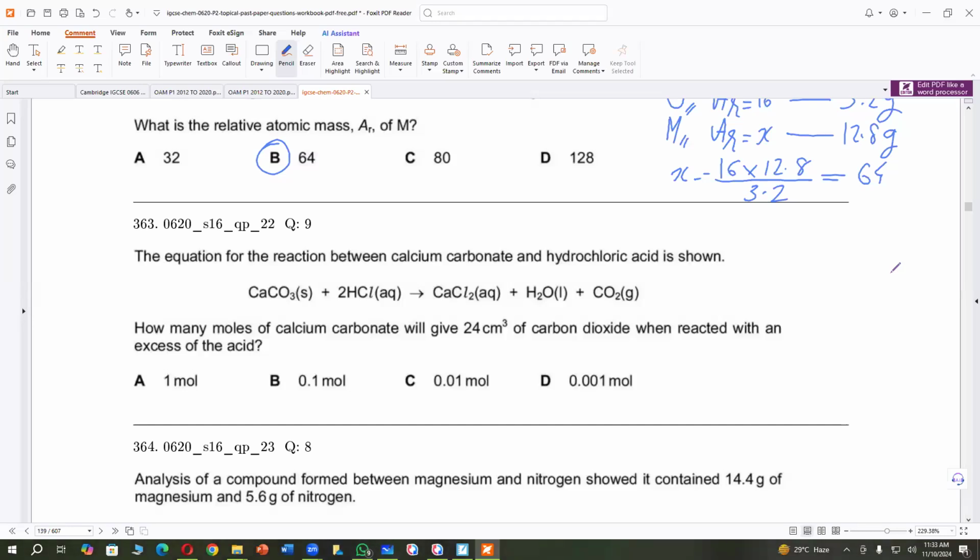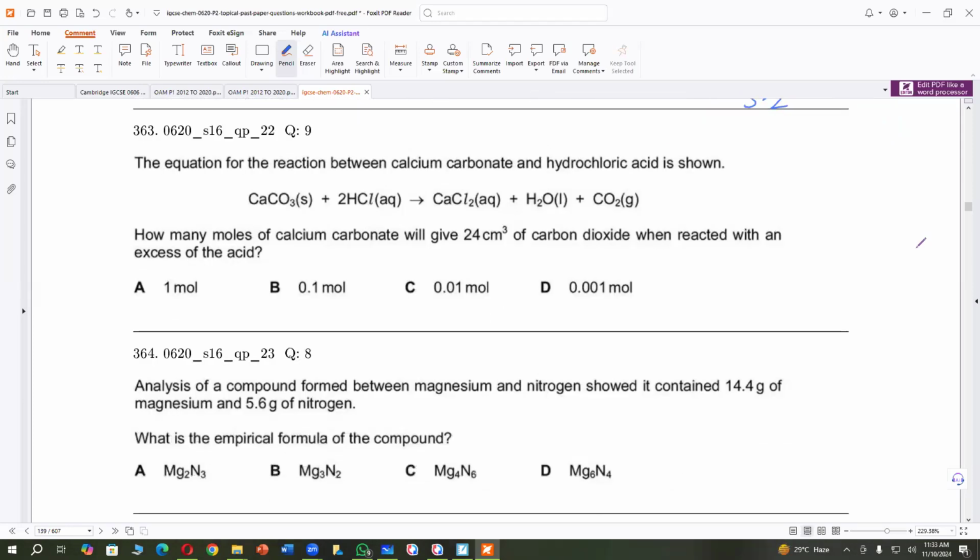Achha, let me see. I think that question was also there in the screen you have shared with me. Look, I think this question is also with you. The equation for the reaction between calcium carbonate and hydrochloric acid is shown. How many moles of calcium carbonate will give 24 cm cube of CO2 when reacted with an excess of the acid? Now read the question. One, two, one, one, one. This is the balancing coming from the equation.